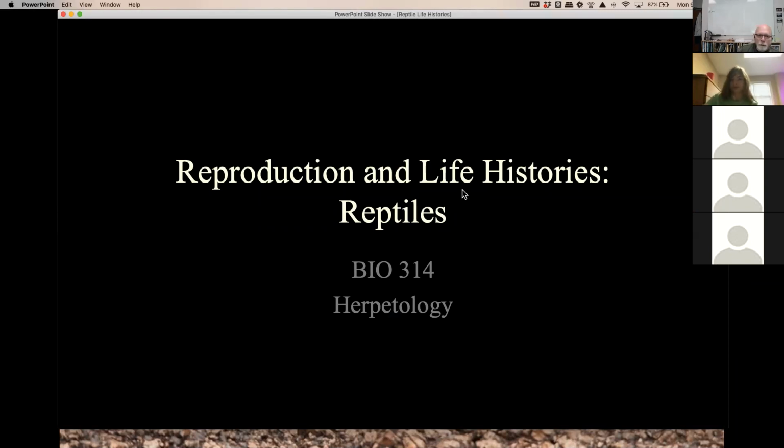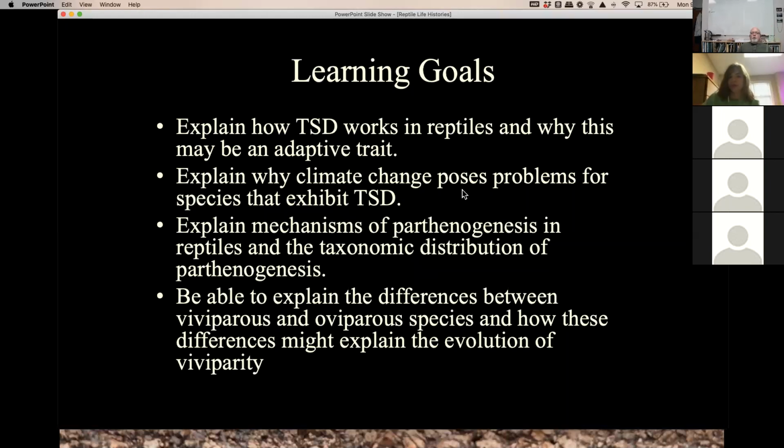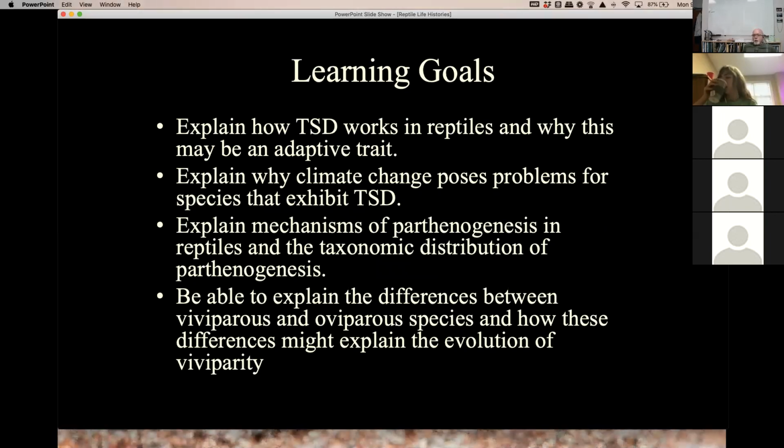Okay, all right. So learning goals for this section of material. We've already talked about temperature-dependent sex determination. We will revisit that. So we've talked about how it works, but we haven't talked about why it's an adaptive trait. So we'll be covering that information. So you should be capable of explaining that. Explain why climate change poses problems for species that exhibit temperature-dependent sex determination.